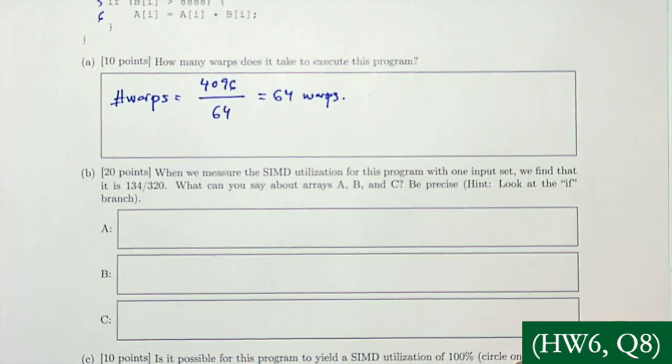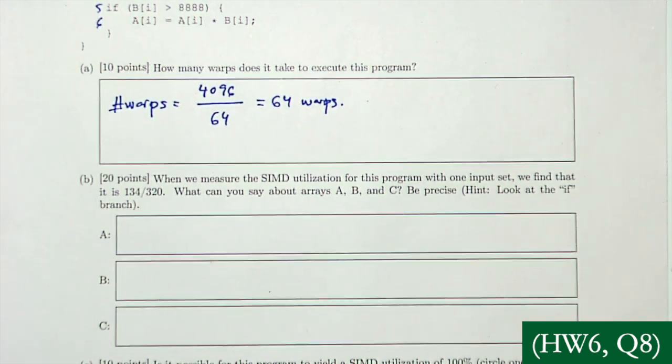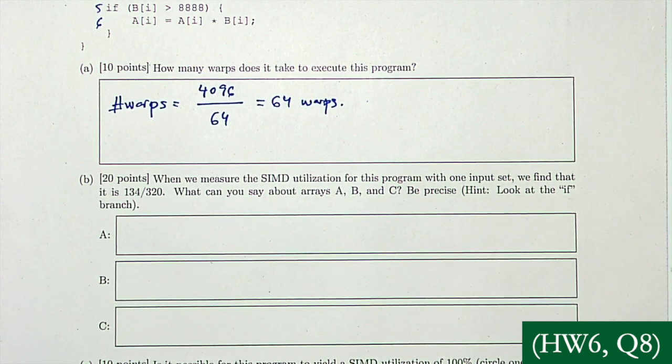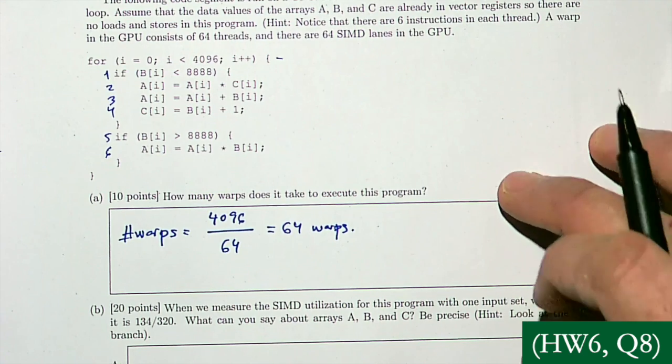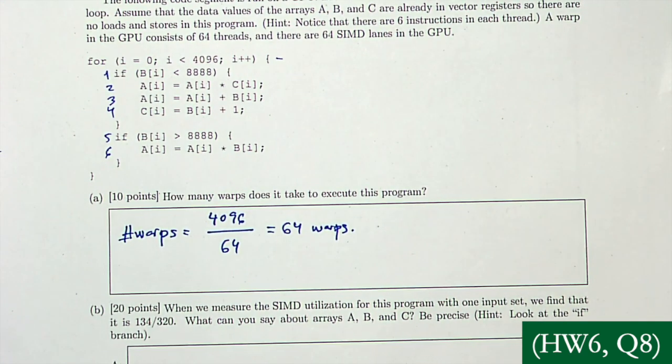The second part is more interesting. It says, when we measure the SIMD utilization of this program with one input set, we find that it is 134 over 320. What can you say about the arrays A, B, and C? Be precise, look at the if branch. Looking at the if branch means you have to analyze your code and see what influence the different arrays have on the execution and the utilization of this program.